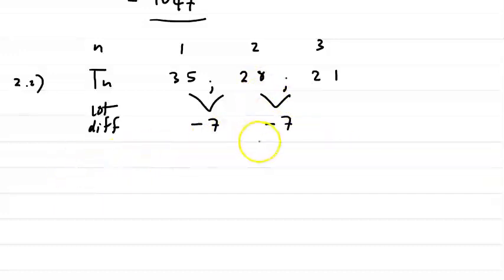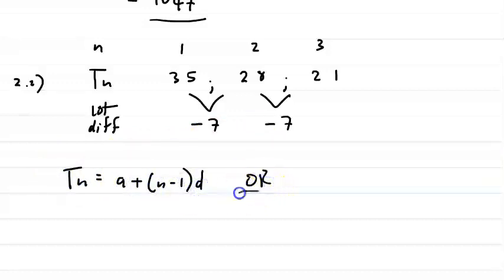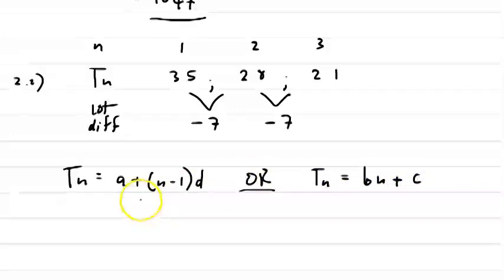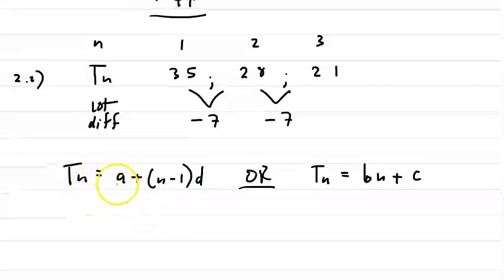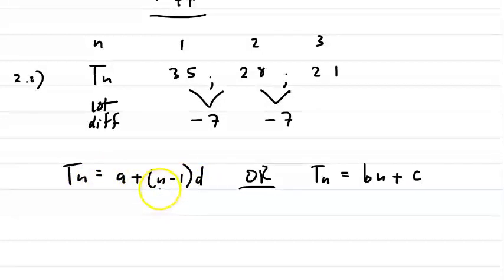Now, the ways in which we can find the general term of an arithmetic sequence are as follows. The formula is Tn equals a plus n minus 1 times d, or Tn equals bn plus c. In the first method, Tn equals a plus n minus 1 times d, for finding the general term of an arithmetic sequence, a is the first term, n is the position of our terms, and d is the first difference. So let's go with that method first.